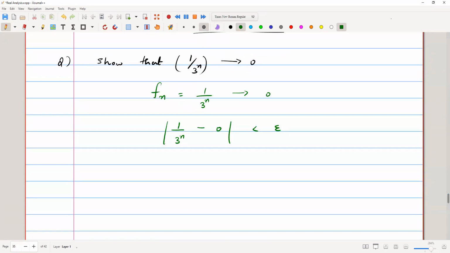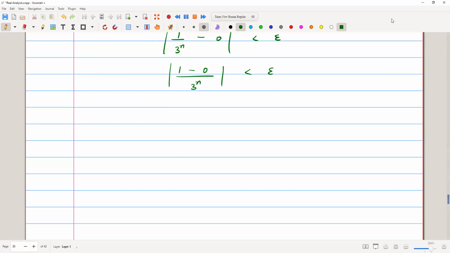Now if we take the LCM, we simply have this thing less than epsilon. And we can remove the mod since the inside of the mod is always positive, so it cannot be negative. So we can write 1 over 3 power n, by removing the mod, less than epsilon, and then taking the reciprocal changes the inequality sign.